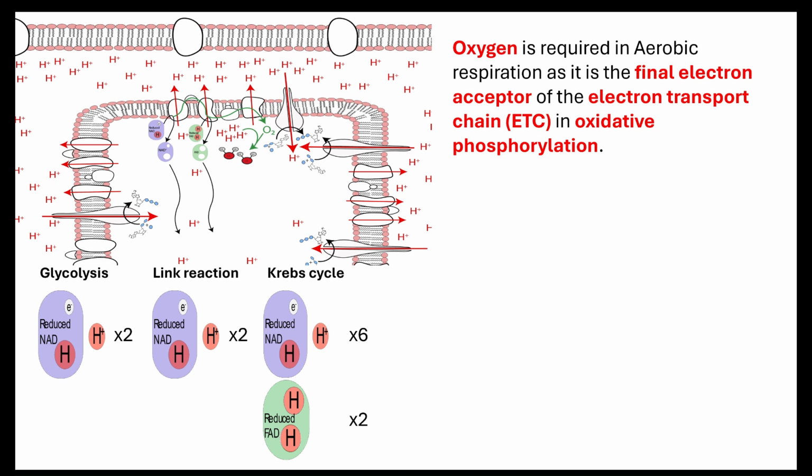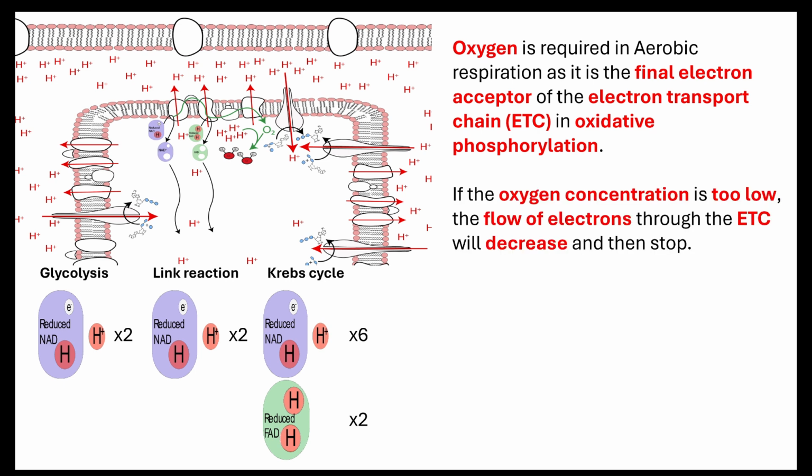So when oxygen is present, aerobic respiration will occur, and that's because oxygen is the final electron acceptor of the electron transport chain, the ETC, in oxidative phosphorylation. So when we're at the cristae and oxidative phosphorylation is occurring, those electrons can move through the electron transport chain because oxygen is that final electron acceptor. Well, if the oxygen concentration is too low, the flow of electrons through that ETC will obviously be decreased to the point that it could actually stop.